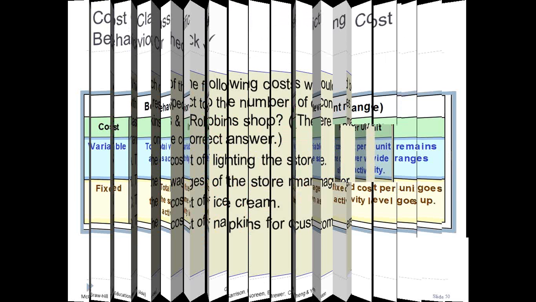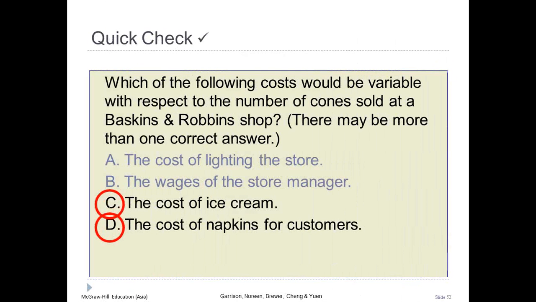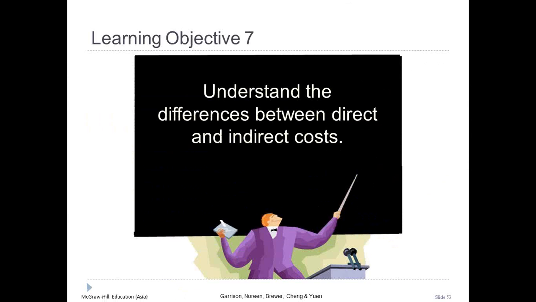Which of the following costs would be variable with respect to the number of cones sold at a Baskin Robbins ice cream shop? There could be more than one answer. The cost of ice cream and the cost of napkins for customers.